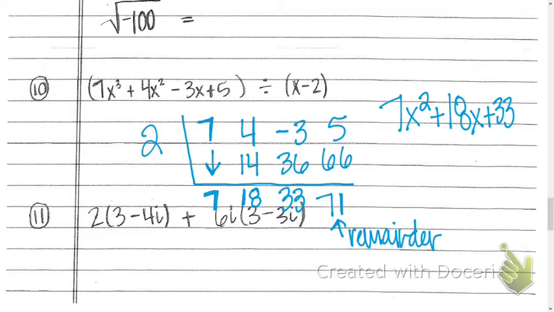To write a remainder, you just say plus, it's a plus because 71's positive. If it was negative, you'd write minus. Plus 71 over x minus 2.